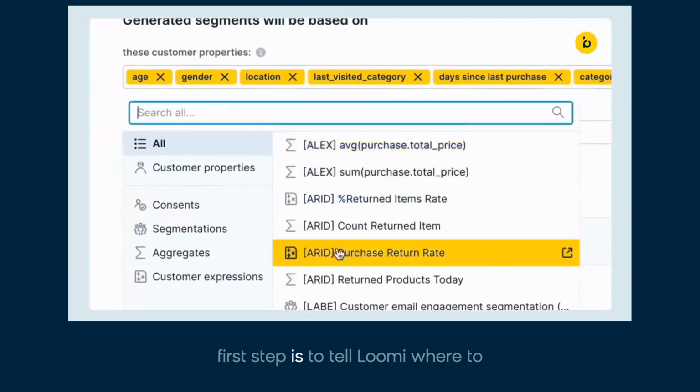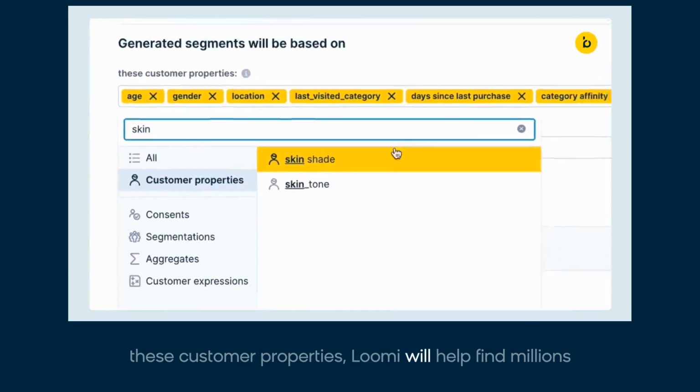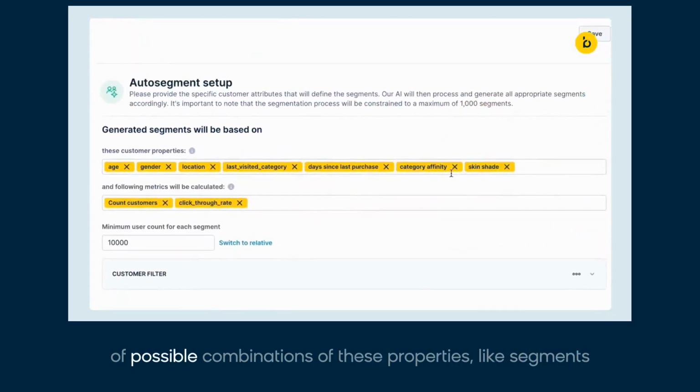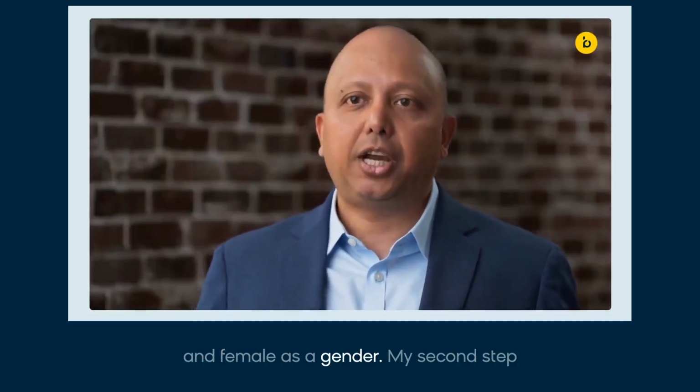My first step is to tell Loomi where to find an opportunity. In other words, by entering these customer properties, Loomi will help find millions of possible combinations of these properties, like segments that share New York as a common location and female as the gender.